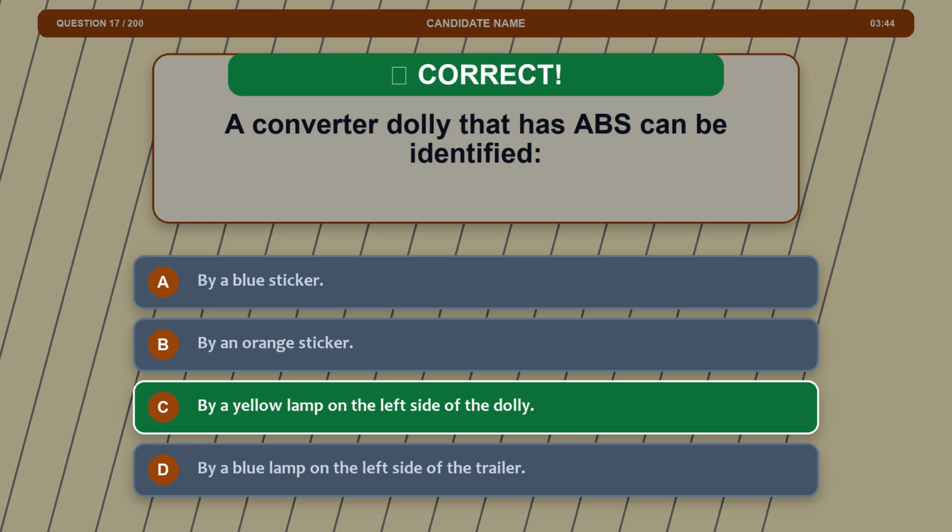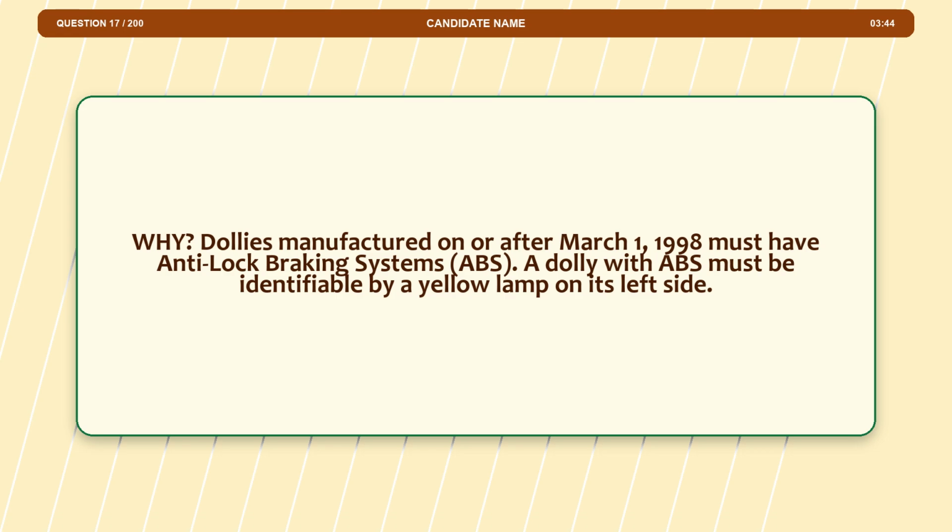The correct answer is option C, by a yellow lamp on the left side of the dolly. Explanation: dollies manufactured on or after March 1, 1998 must have anti-lock braking systems, ABS. A dolly with ABS must be identifiable by a yellow lamp on its left side.